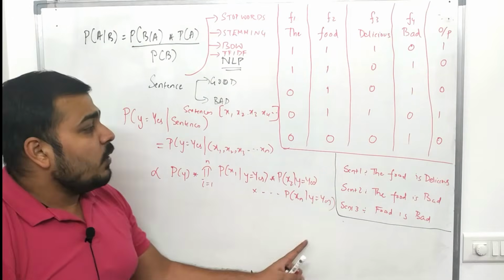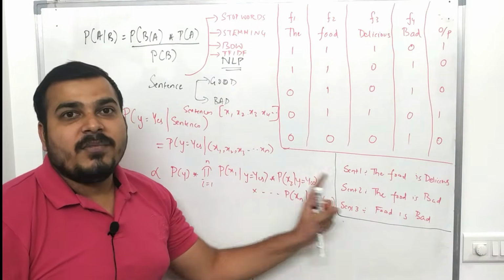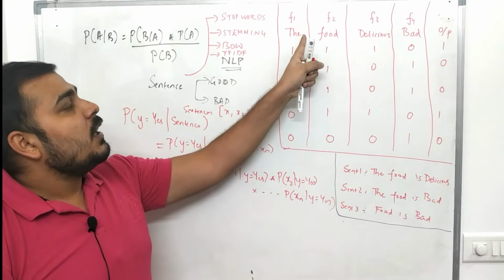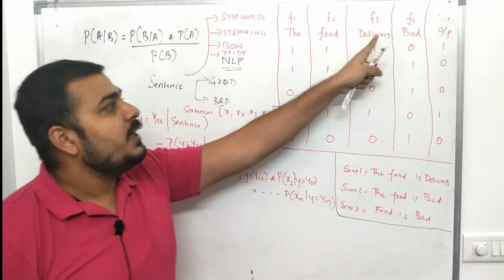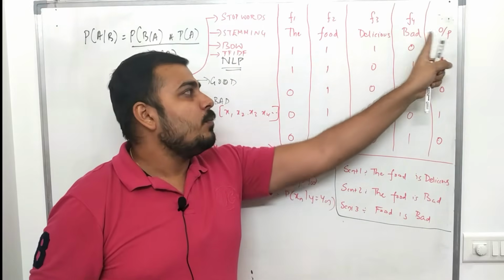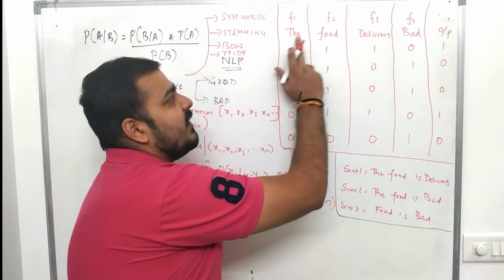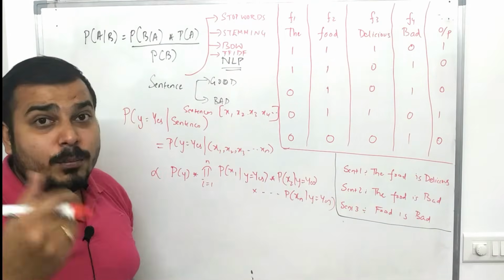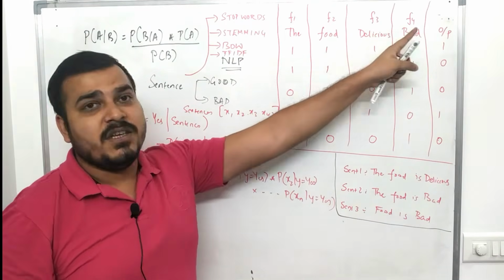Okay, suppose I had some sentences. From that, using the most frequent words with the help of bag of words, I have found the features: the, food, delicious, bad, and output. Output is basically my dependent feature. These are my sentences, these are my features, F1, F2, F3, F4. If you know bag of words, we basically create this kind of features.